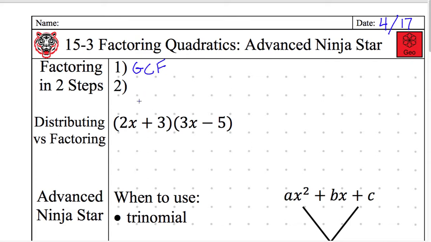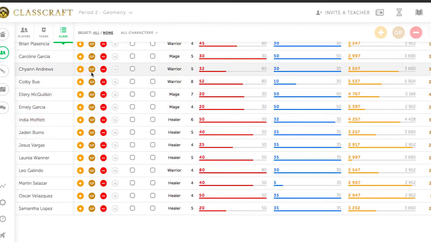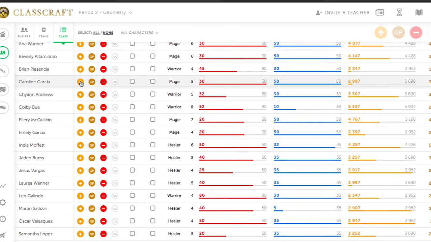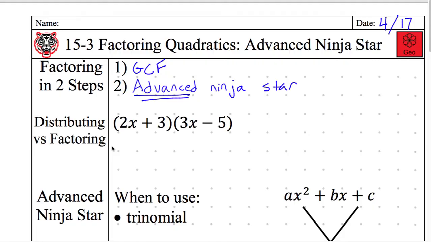Let's always use the Advanced Ninja Star from here on out. Advanced Ninja Star. I can't make J's very well, apparently. Ninja Star. From here on out, always use Advanced Ninja Star. So all the stuff that you did yesterday, it's not forgotten because it's the same set of skills. We're just going to be doing something a little bit harder from here on out. All right, so thank you, Caroline. And you can turn in your card.